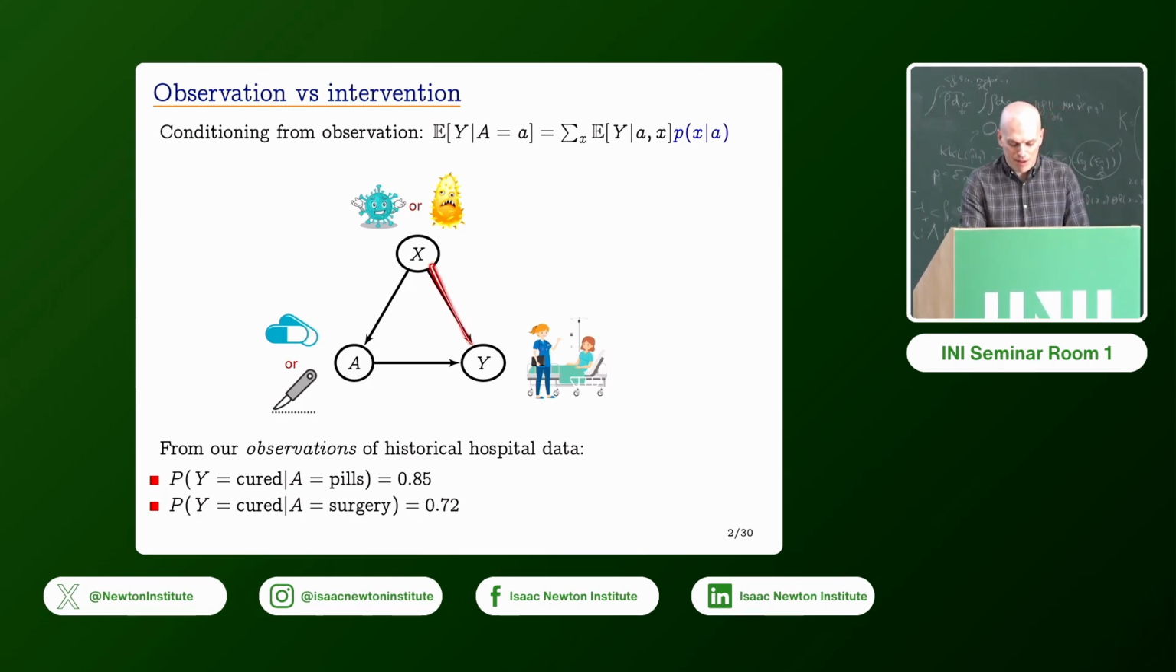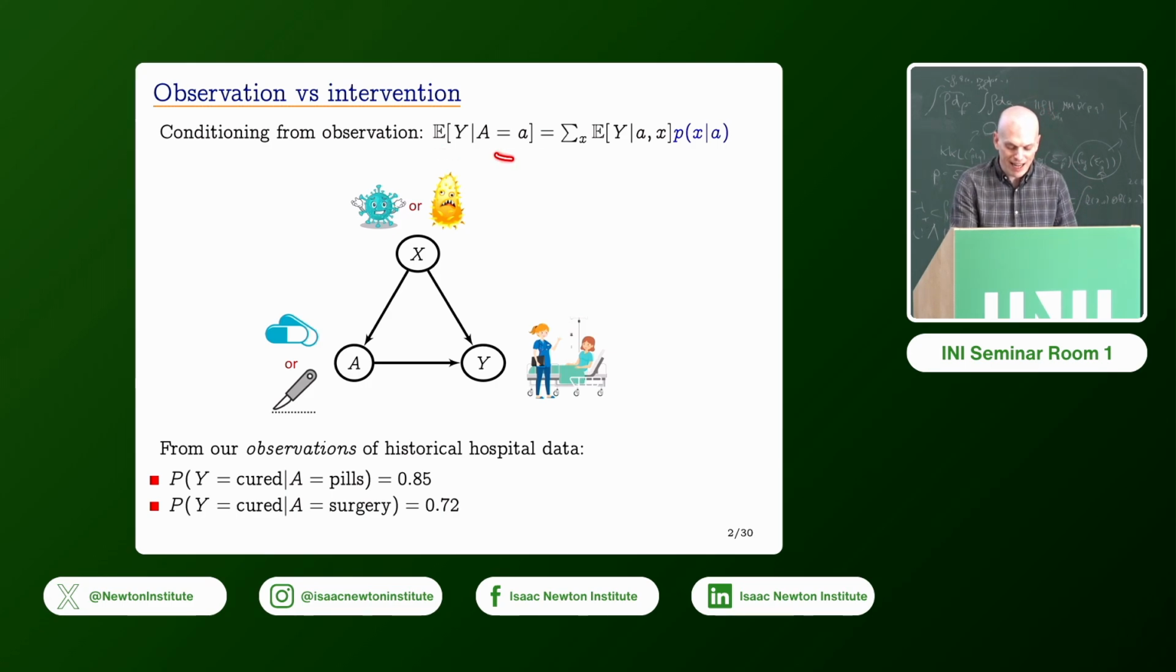And then following both the severity and the treatment, you get an outcome, which is the patient is cured or not cured. And we have the following statistics in this toy example, so this is synthetic. Probability of being cured given pills is 0.85, probability of being cured given surgery is 0.72. So where do these come from? Well, they come from this expression up here.